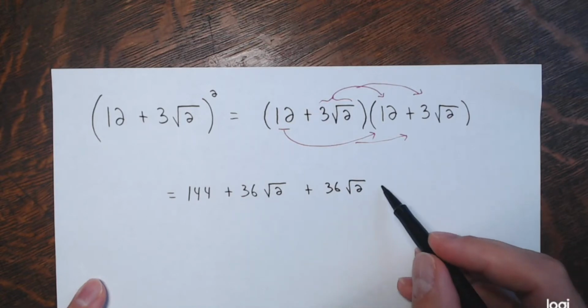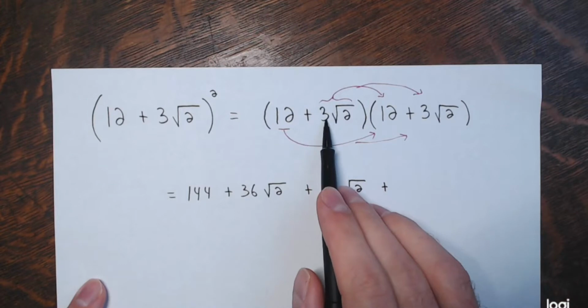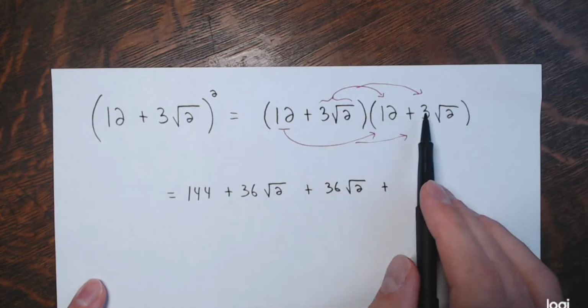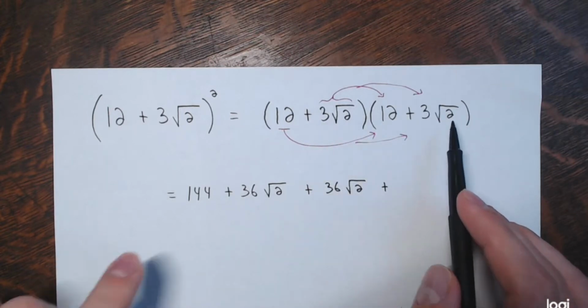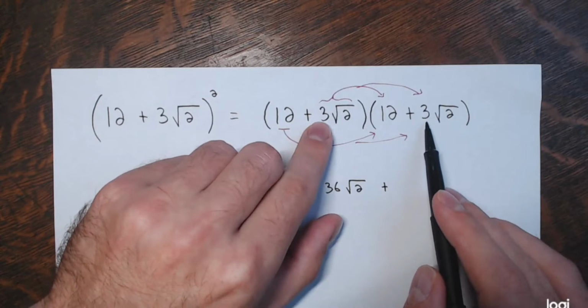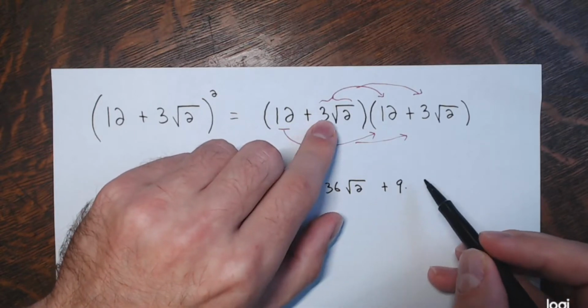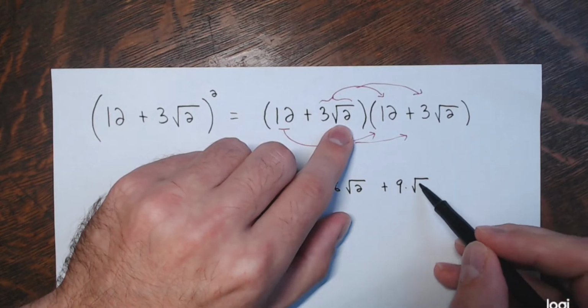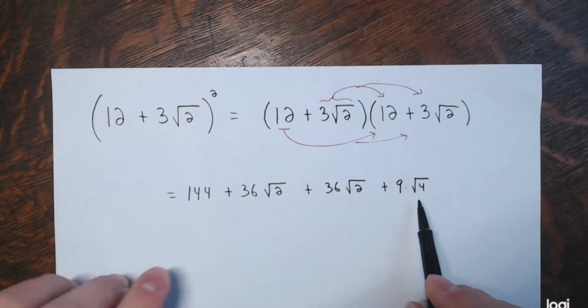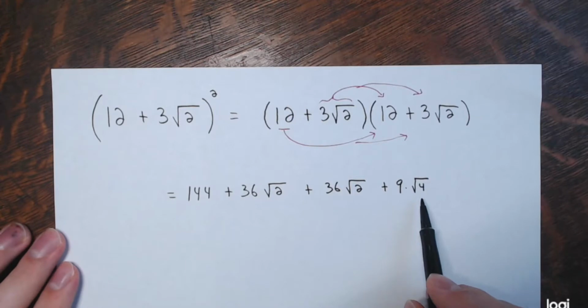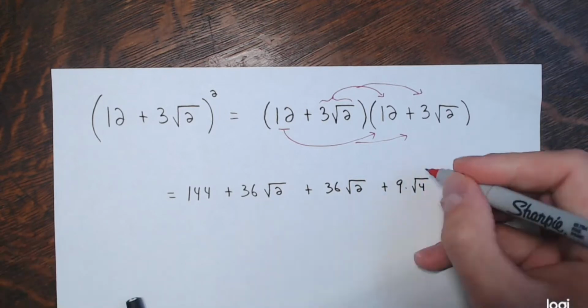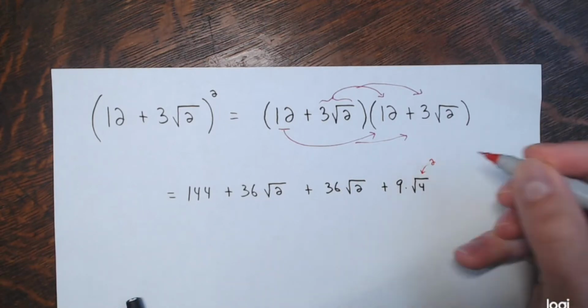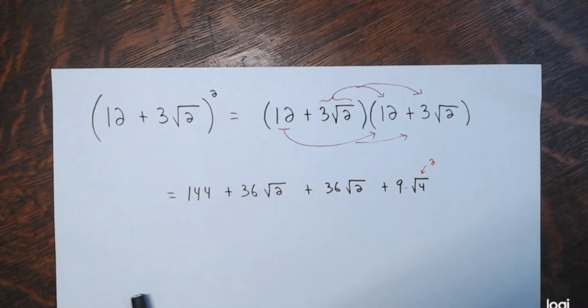And then finally, 3 times the square root of 2 times 3 times the square root of 2. Again, multiply the non-radicals, that'd be 9, times, and then multiply the radicals. Square root of 2 times square root of 2 is the square root of 4, which we can simplify easily. Alright, this is just 2. Right? The square root of 4 is just 2.